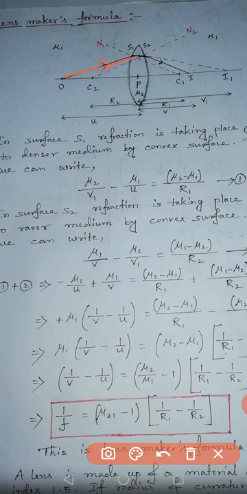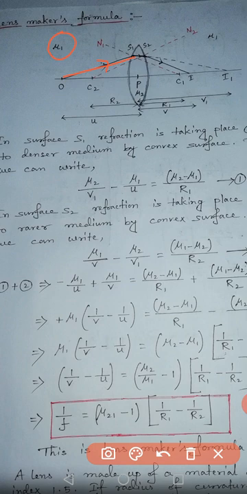Now see, this is a rarer medium of refractive index mu1, and this lens is a denser medium of refractive index mu2. So refraction is taking place from rarer to denser medium, and what is the shape? Convex shape. So which formula will we use? The one for a convex surface where refraction takes place from rarer to denser medium. For the S1 surface we will use that formula.